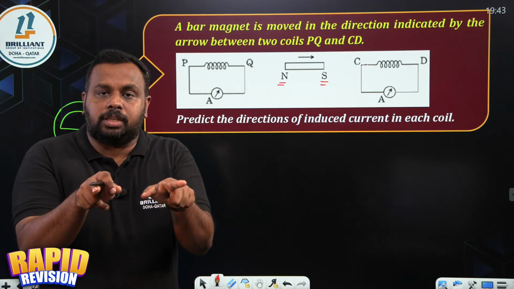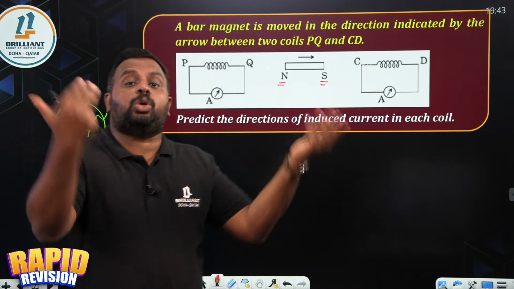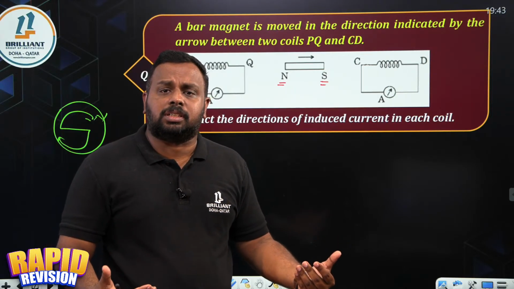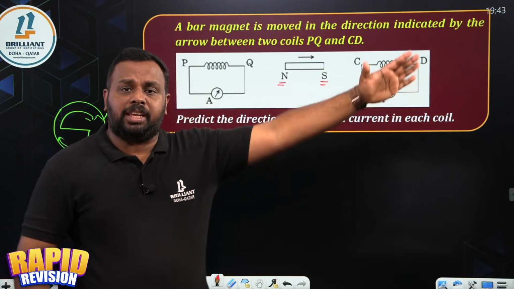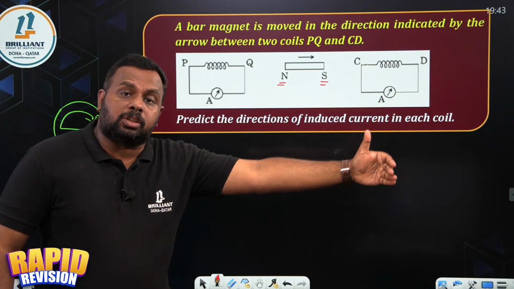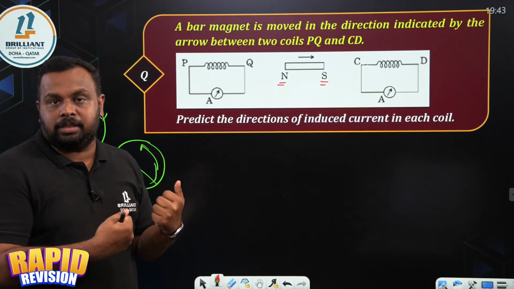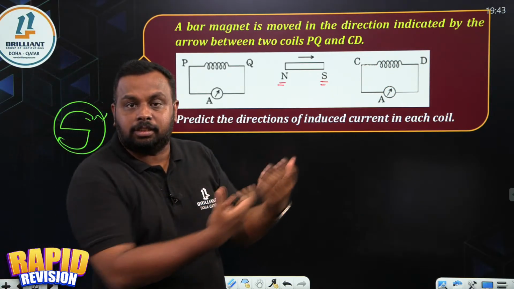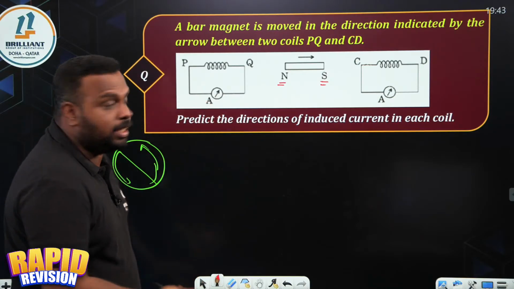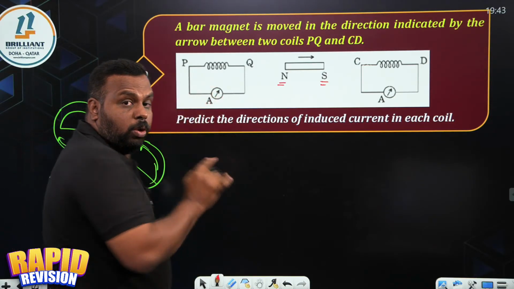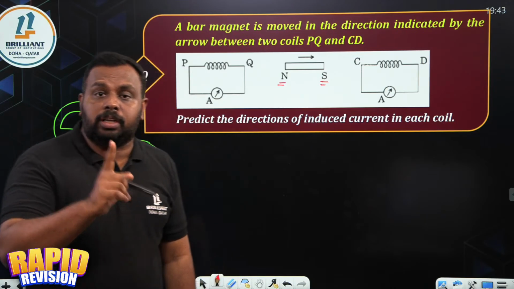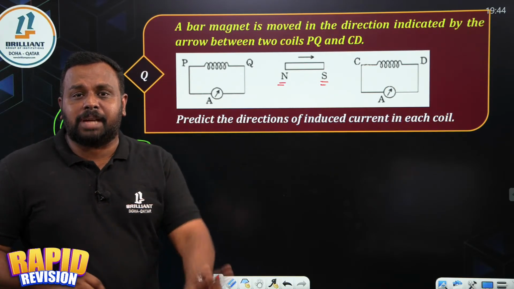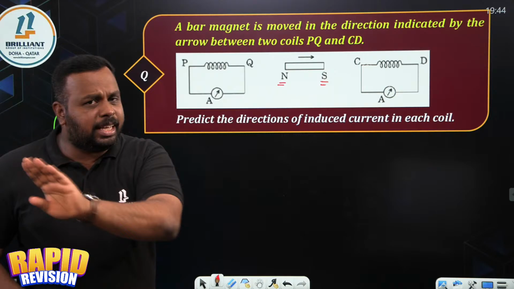So according to Lenz's law, the induced EMF will try to oppose the cause. What is the cause once again? The magnet is going away. So the induced EMF will try to oppose the cause, which means it will try to pull it back. When current is passing through the coil PQ, all of you know that it's a solenoid, it will behave like a magnet. Every magnet has two poles. So the idea is very simple.